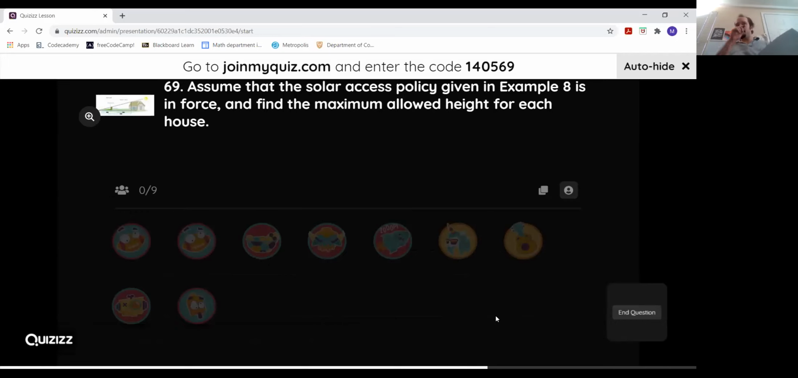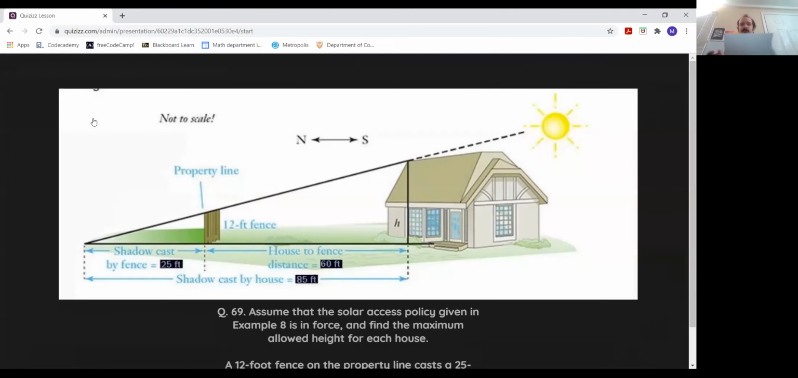All right. So assume the solar axis is given. Here's the picture. We want to set up a similar triangle and figure out what the height of our house can be.